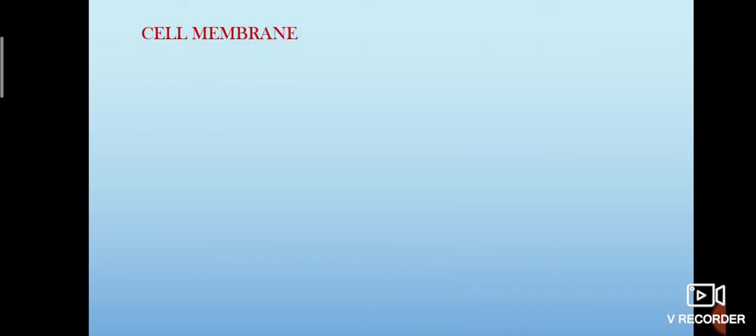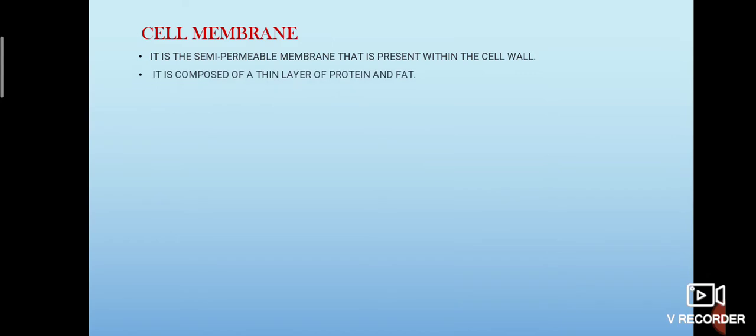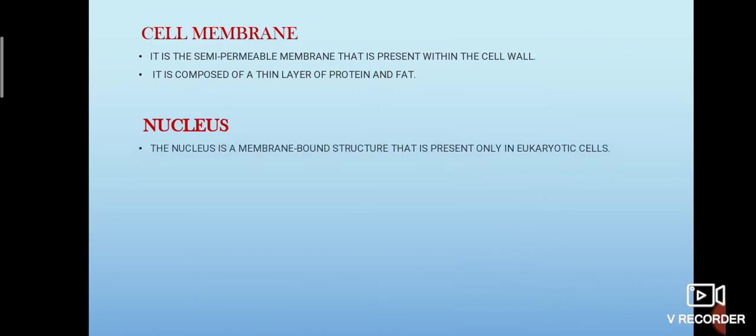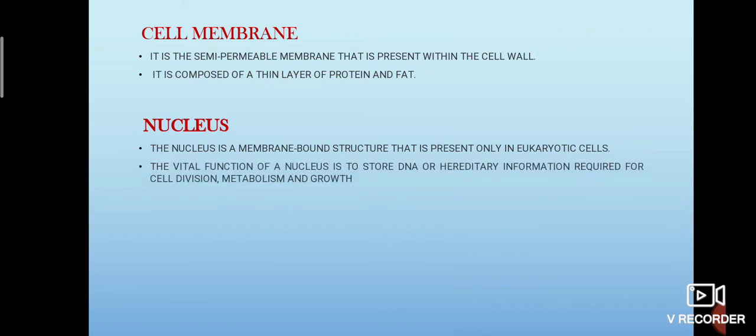Cell membrane. It is the semi-permeable membrane that is present within the cell wall. It is composed of a thin layer of protein and fat. Nucleus. The nucleus is a membrane-bound structure that is present only in eukaryotic cells. The vital function of a nucleus is to store DNA or hereditary information that is required for cell division, metabolism, and growth.